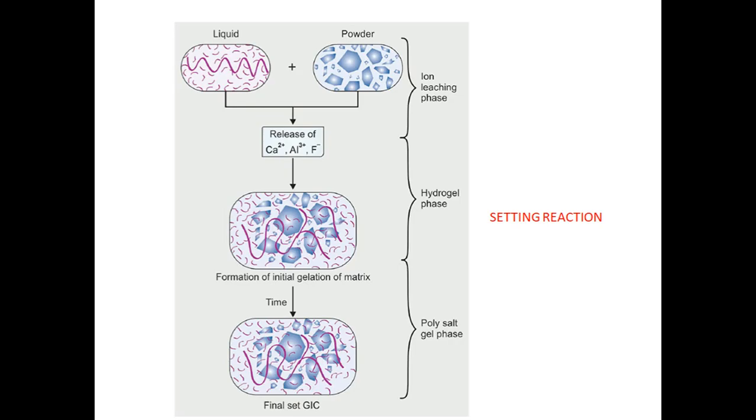The setting reaction generally includes the ion leaching phase, in which the protons released from the ionization of polyacrylic acid attack the surface of the glass powder to release calcium and aluminum fluoride ions. These ions go into the liquid and bond to the carboxyl groups of polyacrylic acid, leading to the formation of cross-linking. Also, the sodium ions released mediate the formation of orthosilicic acid gel around the powder particles, and overall this reaction will lead to the formation of a gel phase.